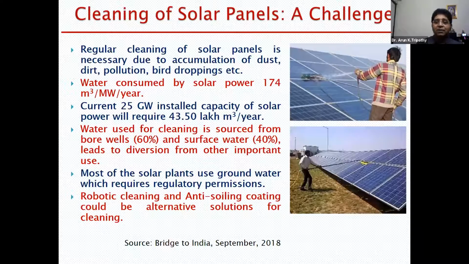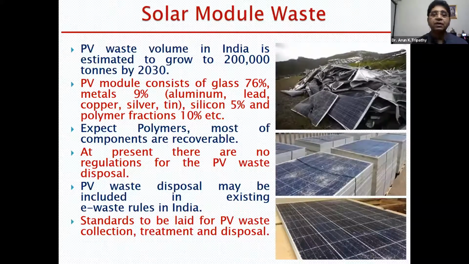Cleaning of solar panels. You can see that robotic cleaning has also come. Anti-soiling coating. In fact, this is a research area which has been developed, in which the solar panels are coated with anti-soiling coats, which don't attract much dust. Because dust is a big problem in our country, not a problem in European and other countries. Solar module waste. You can see how after a while the waste is going to pile up. A PV module consists of glass, metals, aluminum, silicon, polymer, and others.